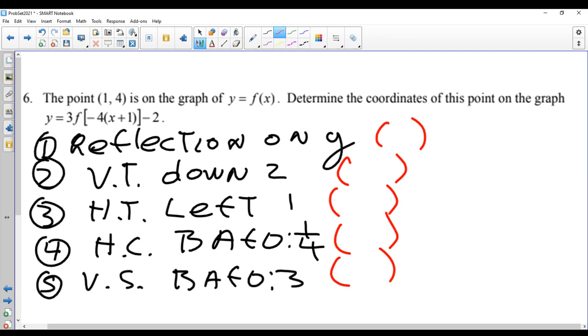Let's talk to Rosie now. Rosie, give me the first two. Number 1, reflection on the Y affects the... Thank you. VT down by 2 affects the... Nice. Nakib, HT left by 1 affects the... Good. Give me one more. HC by a factor of 1/4 affects the... Another X? Yeah. Another X again?